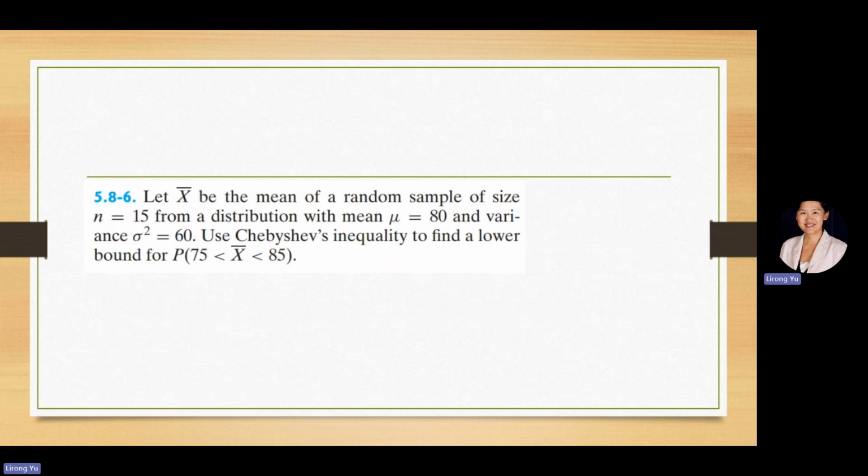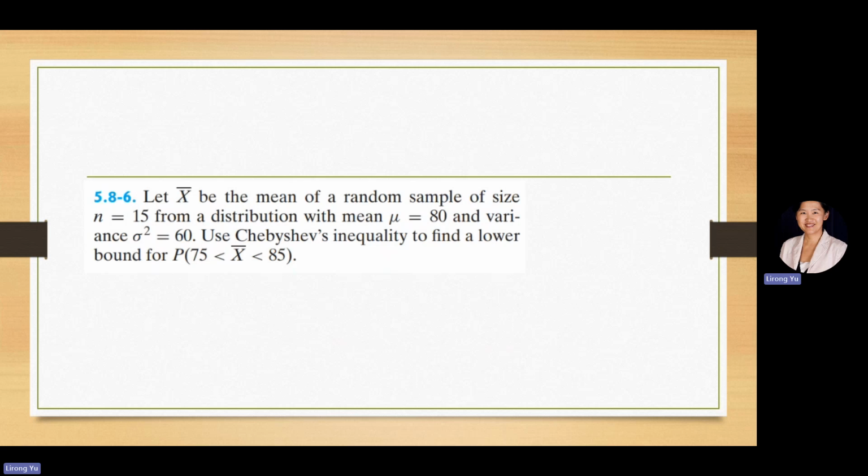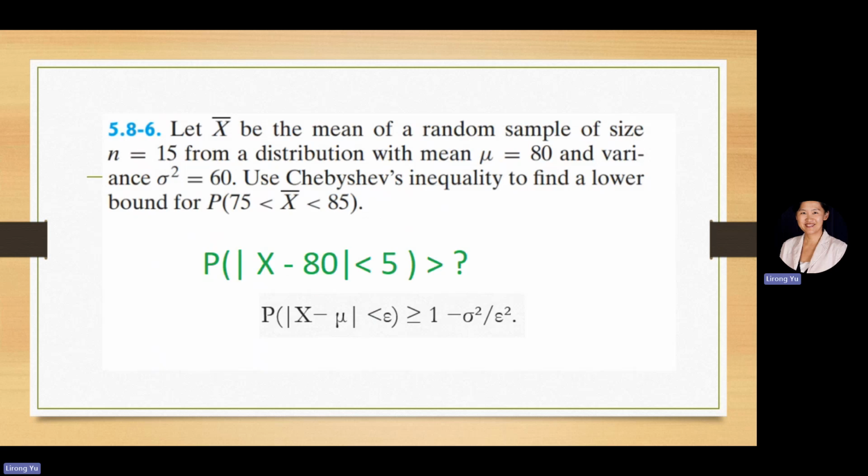So this is question 6 in the homework. I actually worked out the process. The question has x bar, the mean of 15 numbers, and the mean is 80. The variance is 60. We're trying to use Chebyshev's theorem and Chebyshev's inequality to find a lower bound for this probability. I don't know exactly what the probability is because we really don't know the distribution. We only know this x bar number.